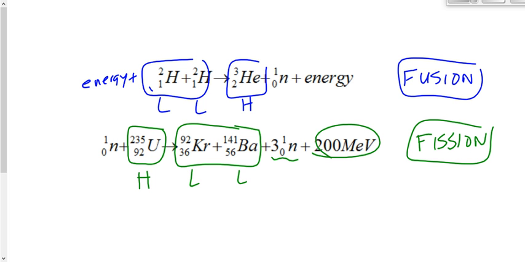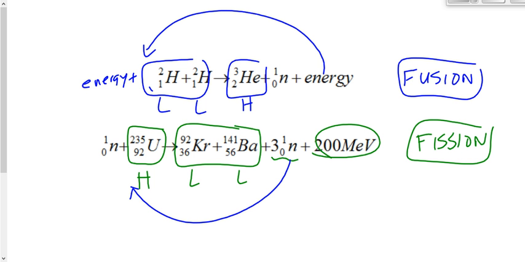In fact, some of this energy, kind of like this one, the neutrons can go back and react with more uranium. Some of this energy will go back to cause more hydrogen to fuse together. Which of these reactions, reaction to reaction, this reaction versus this reaction, not per kilogram or whatever, which of these two reactions will produce more energy? Which one is it? Nuclear fission will produce more energy.